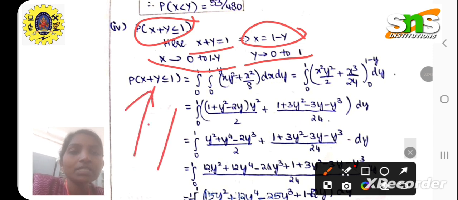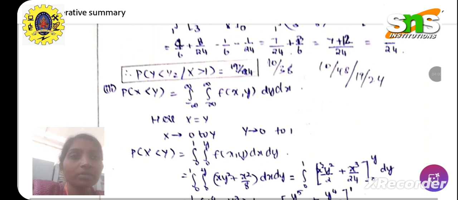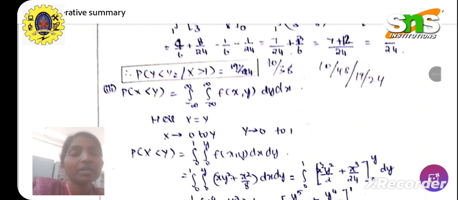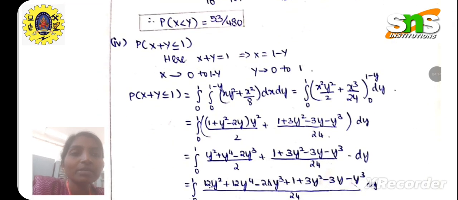And now we can easily find the value for the probability of x plus y less than or equal to 1. So what is the range of x? Range of x is 0 to 1 minus y and range of y is 0 to 1. This is our formula: double integral minus infinity to infinity f of x comma y dy dx, where f of x comma y is the probability density function of the given variable, which is (xy squared plus x squared)/8, into dx dy, which is equal to integral 0 to 1.